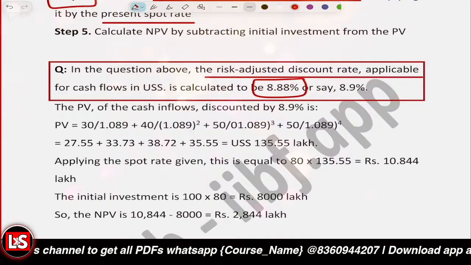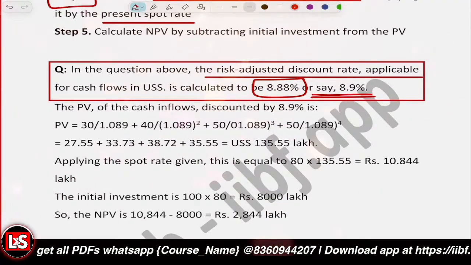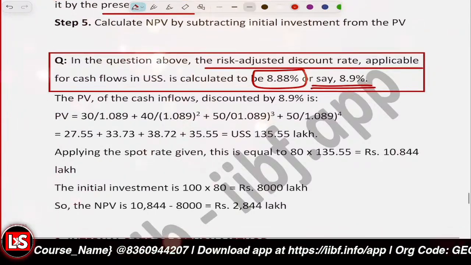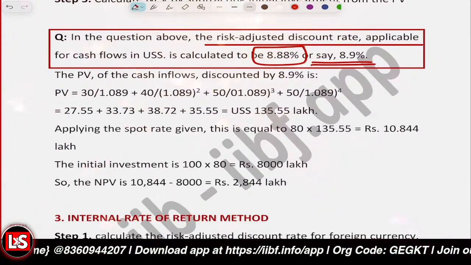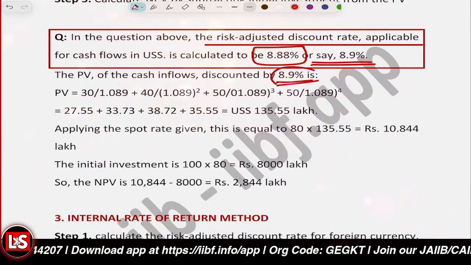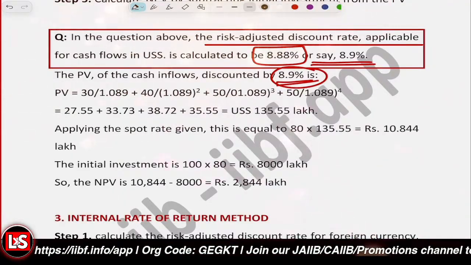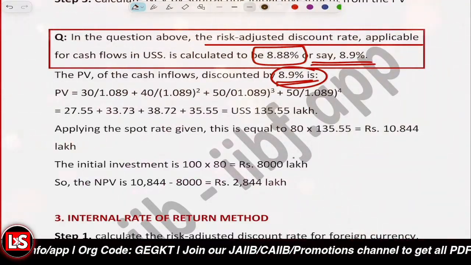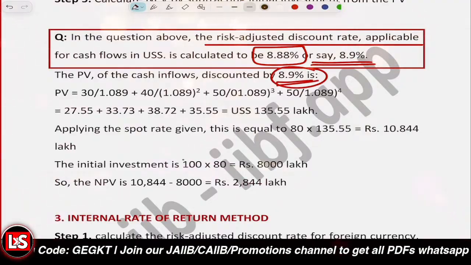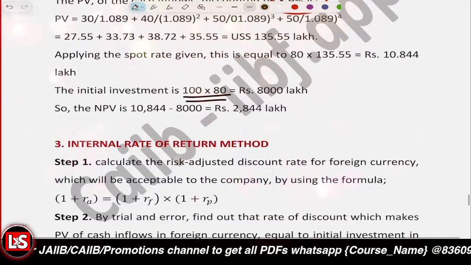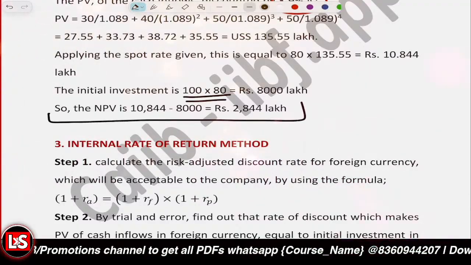So this is given in the question: you have calculated the RA and it came out to be 8.9%. Now the discounting of the cash inflows is to be done at 8.9%. The discounting will be done, and further we'll apply the spot rate to the initial investment also. So the initial investment is converted by simply multiplying it with the spot rate. And here we are able to calculate it.